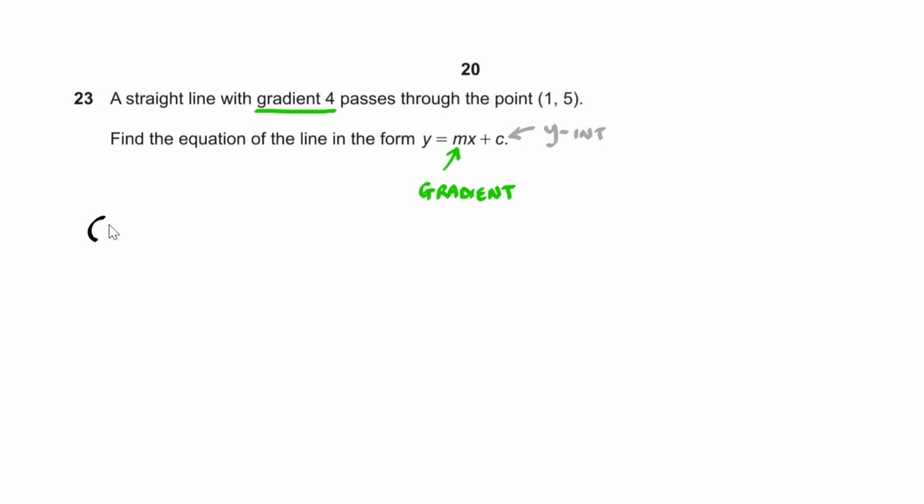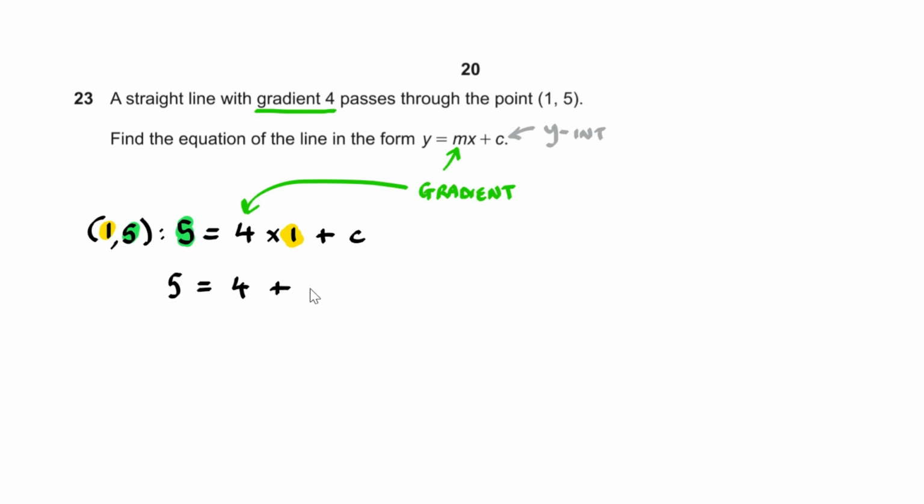So, using this point here of (1, 5), we've got 5 for the y-coordinate equals m, which is 4. Again, this 4 will represent the gradient, times the x-coordinate, which is 1. So this 1 comes from here, and this 5 comes from here, plus some constant c. So we've got 5 equals 4 plus c, and therefore c equals 1. And knowing that c equals 1, you can conclude that y equals 4x plus 1. So we've got y equals 4x plus 1 as the equation of our line.